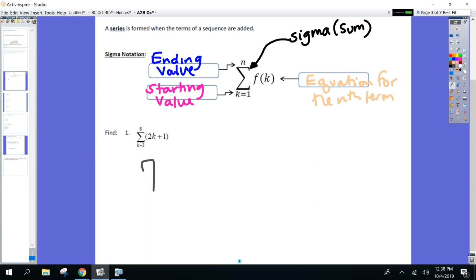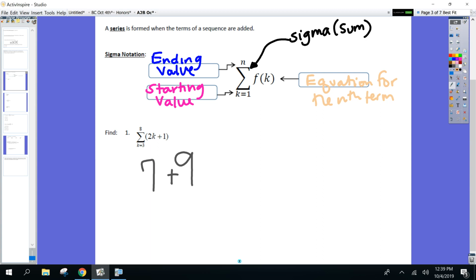Now I keep plugging in numbers until I plug in 8. So I'm going to plug in the numbers 3 through 8 right now. I just plugged in 3. Next number I'm going to plug in 4. So plug in 4 for K, and you get out 9. Now I'm building a sequence. But remember what the sigma meant? Sum. So I'm going to be adding these numbers in the sequence together as I go along.